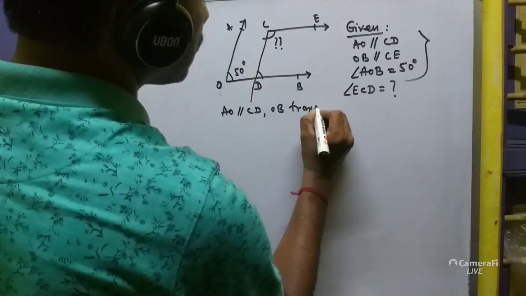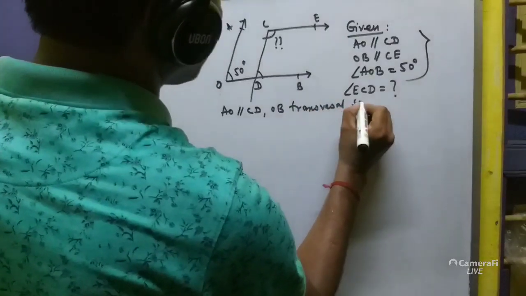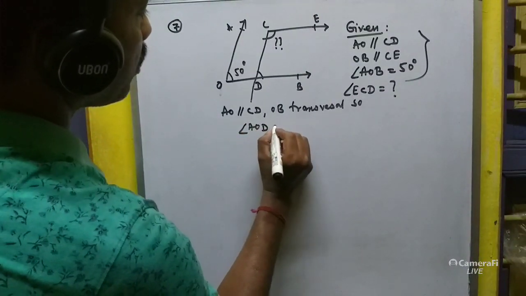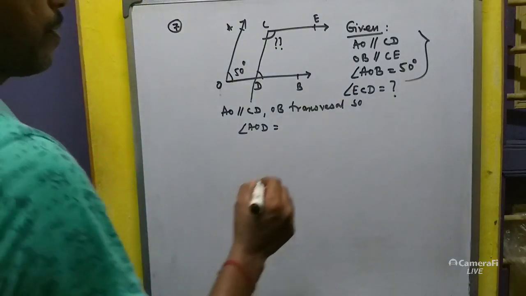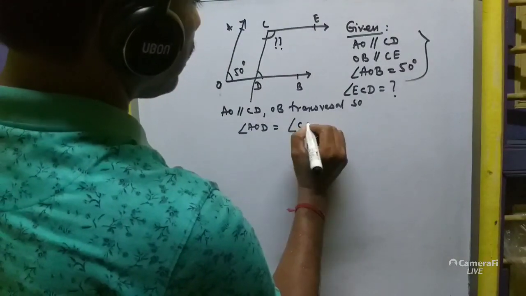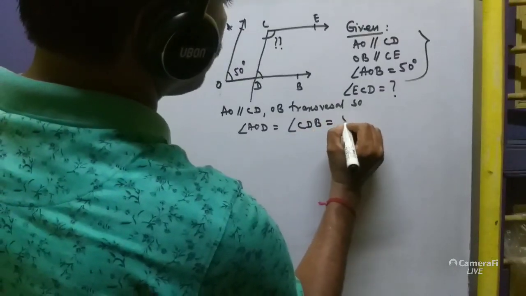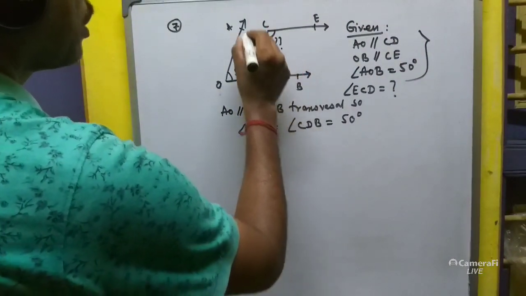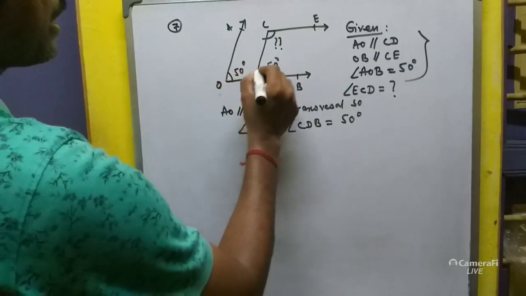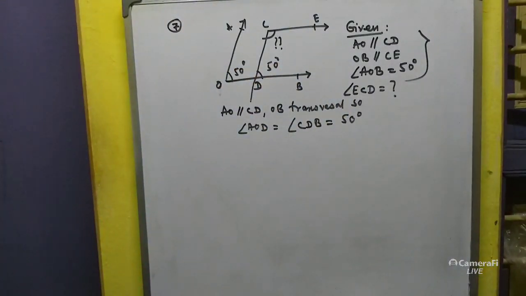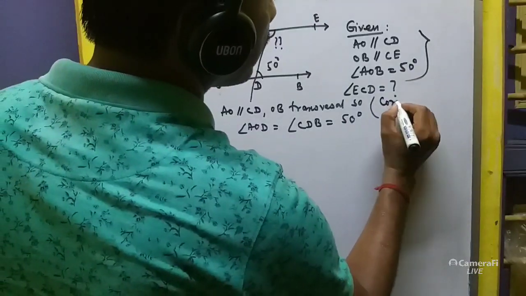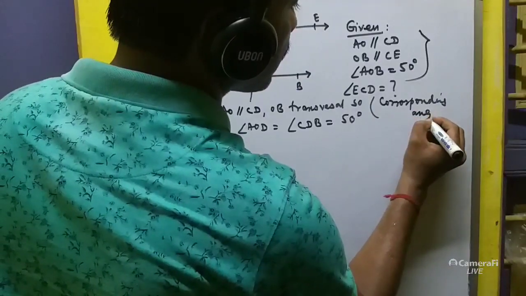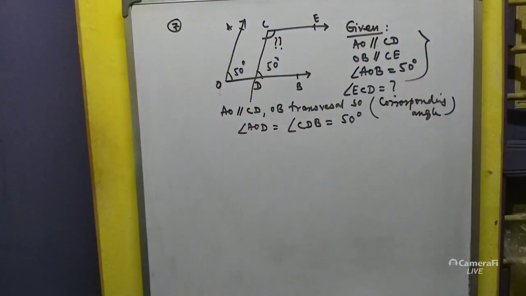OB transversal. So angle AOB equal to angle CDB equal to 50 degree. This angle also comes 50 degree because this line is parallel to this line and this is transversal. These angles are corresponding angles.